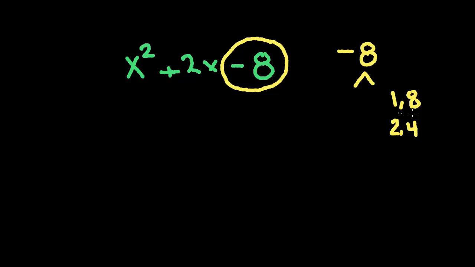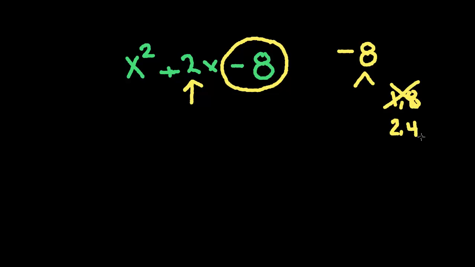But then start adding them together and subtracting them. And if you add 1 and 8, you get 9, and if you subtract them, you get 7. Our goal is to find something that either adds or subtracts to give us 2. So since 1 and 8 doesn't work, we can't get 2 by adding or subtracting. We can cross that one off.